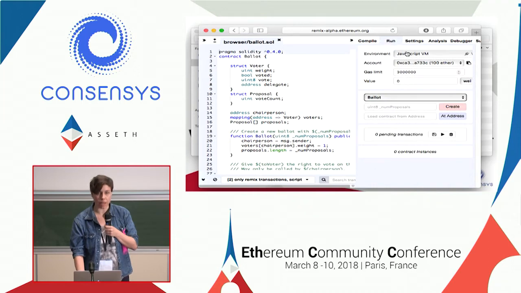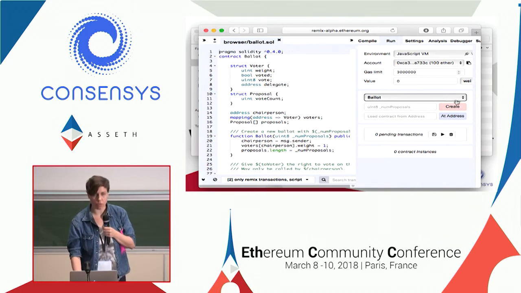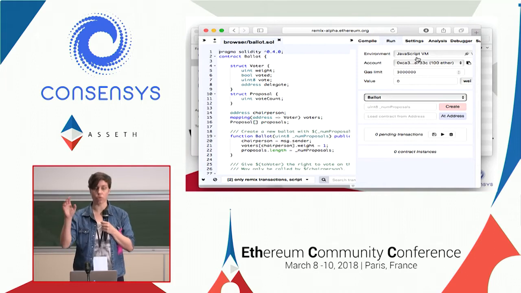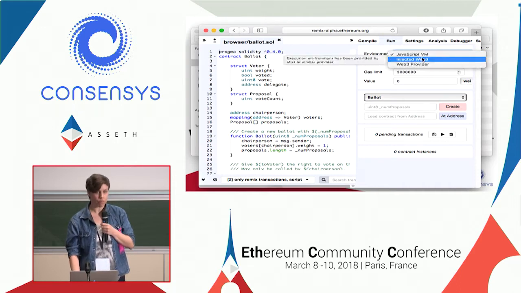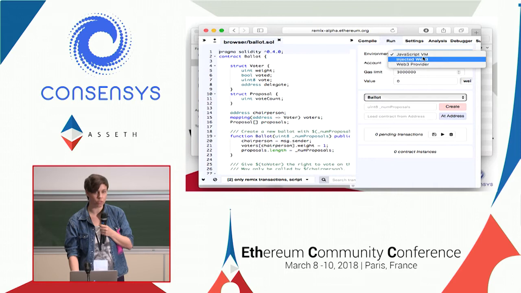In the Run tab, you can set your environment. So if you want to do quick testing of the contracts, you can use the JavaScript VM, so everything runs in the browser. But if you want, you can actually try how it works on the network. So you can connect to the browser with your MetaMask, and then just switch to injected Web3, or you can even run your own node.